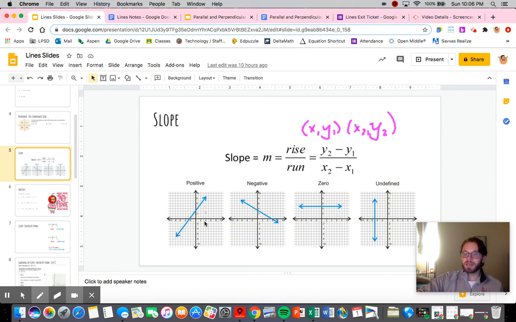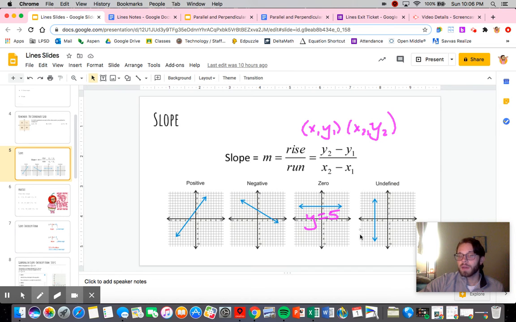A little bit of a reminder, if you have a line that is increasing, that is a positive slope. That just means it's going up. If you end up with a line that is going down, that is a negative slope. If it is horizontal, that is a zero slope. So that is where you get something of the form y equals, in this case, 5.